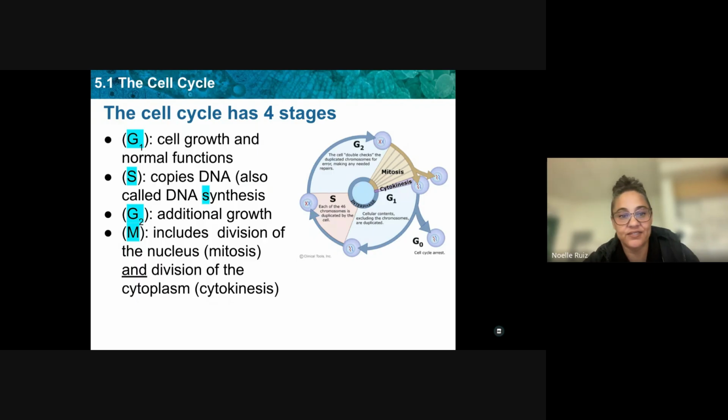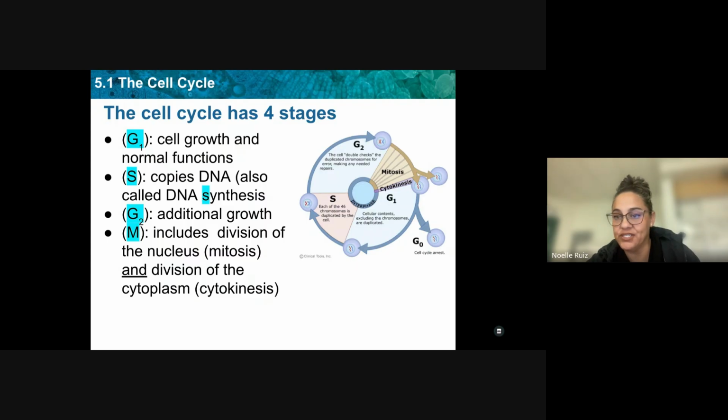During the S stage, DNA is copied. That is a process also known as DNA synthesis, which is where the S comes from. We will have an entire chapter dedicated to DNA synthesis next semester. G2, the cell grows a little bit more, and prepares for the next stage, which is M.